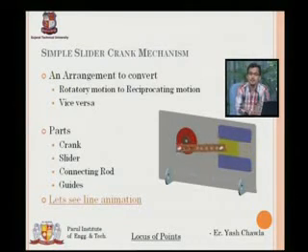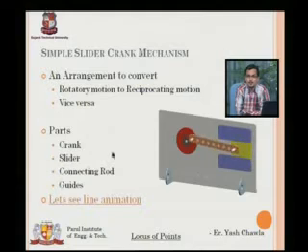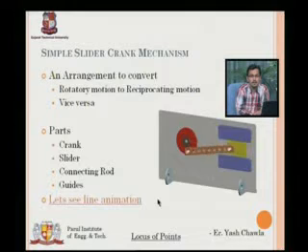And there are basically four parts of this particular mechanism. One is the crank. The particular bar which is connected here is known as the crank, and this is the crank wheel. The other is the slider. The yellow block that you can see is the slider. Then the connecting rod, which is this brown one, and the guides, which are these blue ones. Now to understand this better, let's see a line diagram of this.